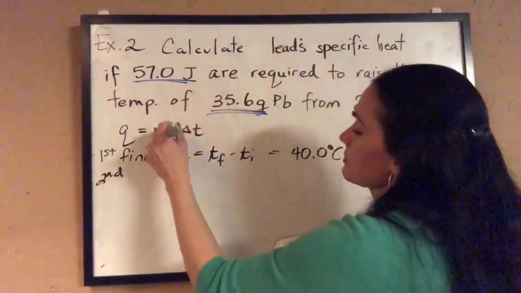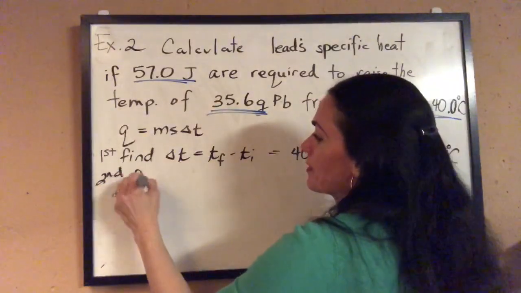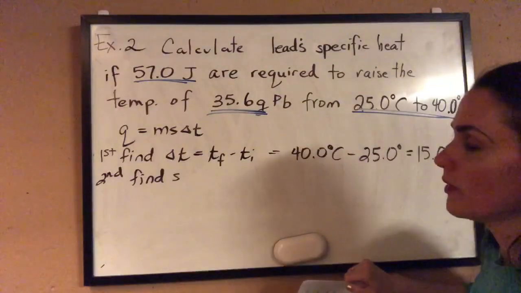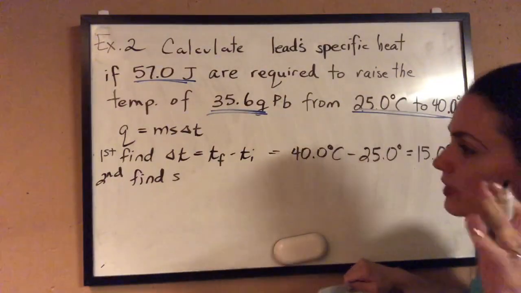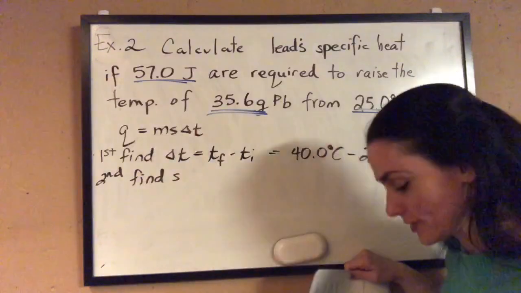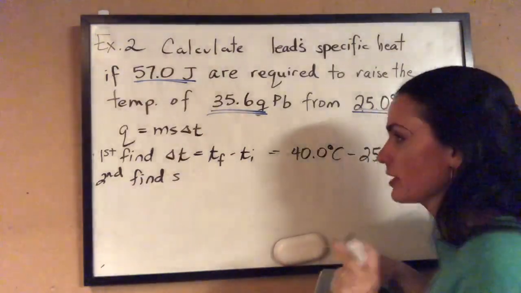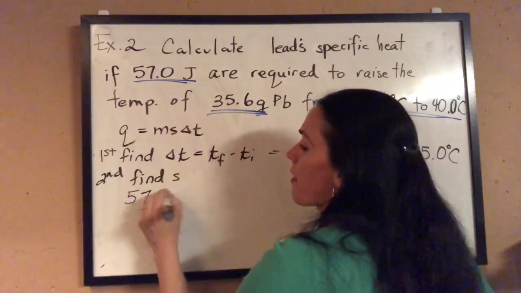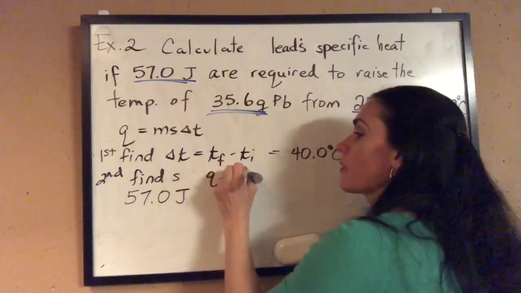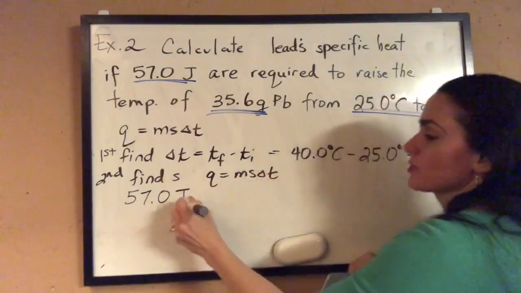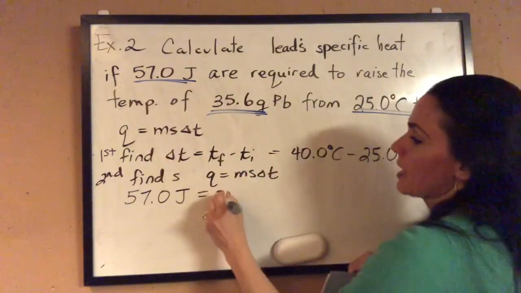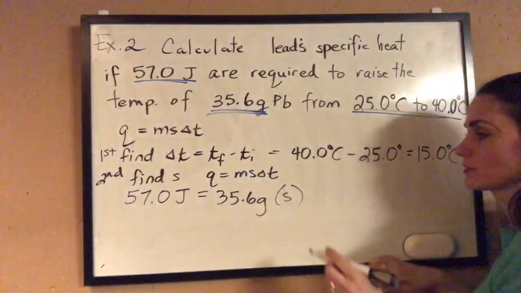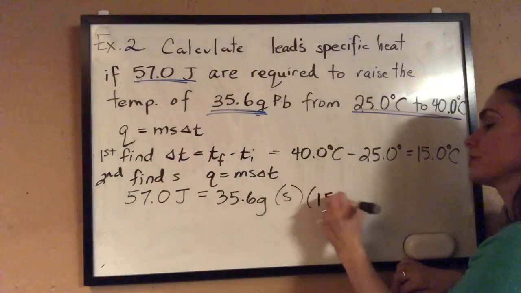So now we want to find the specific heat. We want to find S. Just like I've been showing you with algebraic equations all along, plug in what you have. If you know in your mind that you need to find S and you're confident with your algebra, then go ahead and rearrange it. But I'm going to show it with plugging in all the numbers first. Q equals M, so we have Q. Mass we have. Specific heat is what we want to find. And the change in temperature is 15.